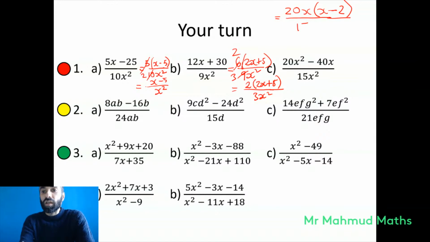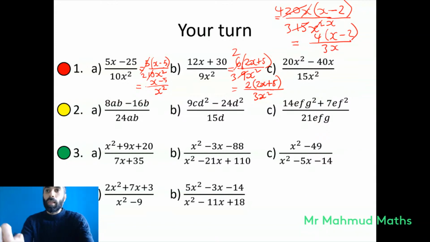Over 15x squared. And that will give us, simplify it, 5 goes into 20 4 times, 5 goes into 15 3 times. So that will leave us with x goes into x squared x times. So that will give us 4 brackets x minus 2 over 3x. And that's the answer. Make sure you put the brackets on. Brilliant.